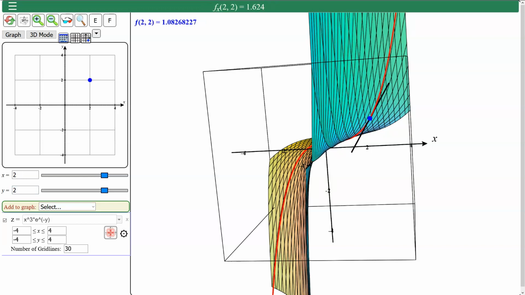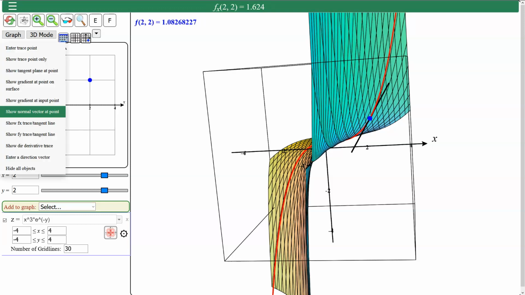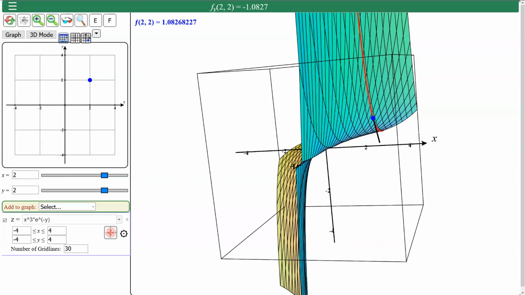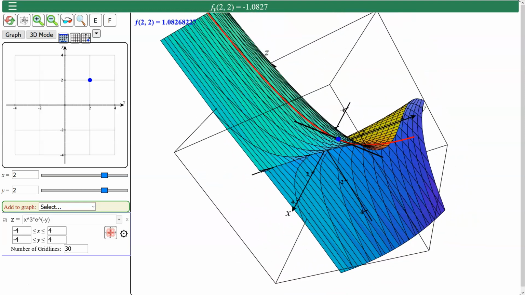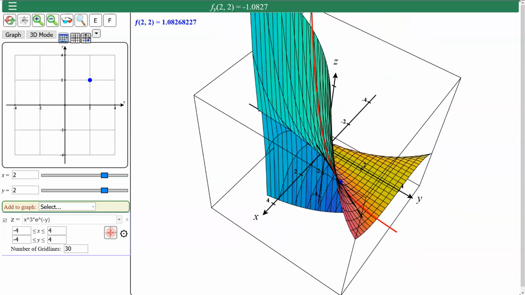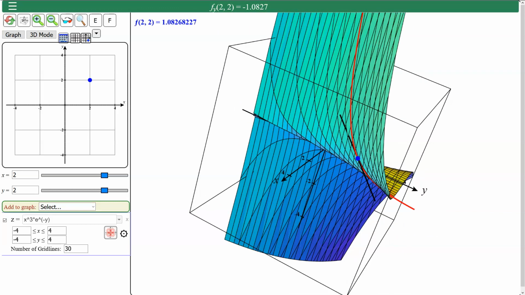Now if I change it to the y partial, that's the minus 1.08. Now you can see as y increases, okay, so there's the direction of increasing y. You can definitely see that it's decreasing in the y direction.